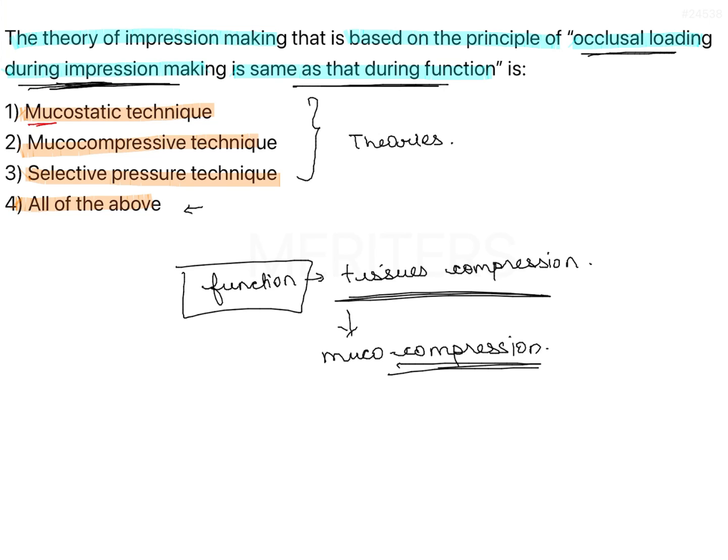Mucostatic means in static, that means in no compression, in free form, without any pressure, a pressureless technique. These are the names of mucostatic technique. Mucocompressive is understood, and a combination of these two, that means putting pressure on some areas and not putting pressure on certain areas, is called selective pressure technique. That means on primary stress bearing areas, you will put pressure because they can take up the load. On relief areas, you will not put pressure because they cannot take up the load. So it is a combination of the mucocompressive and the mucostatic technique.